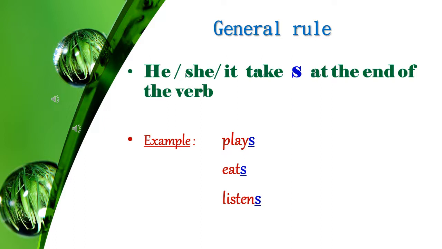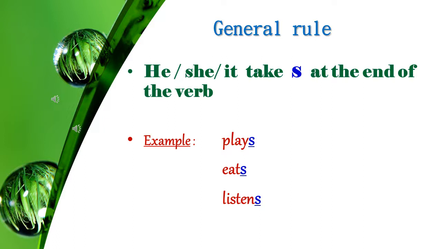For example, play, we say I play, you play, he plays, or she plays, or it plays, we play, you play, they play. Then the verb eat. So we say I eat, you eat, he, she, it eats. We add s at the end.